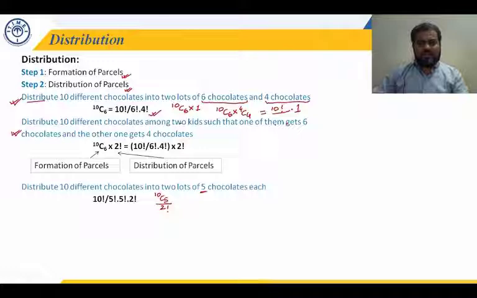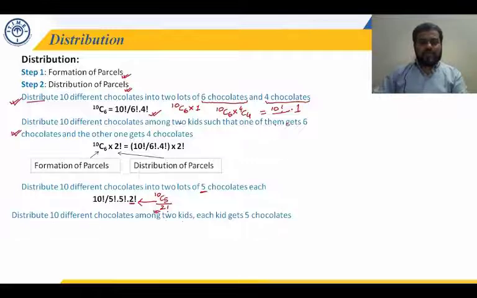Since we already formed the parcels and each of them has 5 chocolates, they will be considered identical because they both have the same number of chocolates. Fine. And remember, there is no name written on these parcels. These are not addressed parcels. These are just packets with no name written on them. So these 2 parcels will be identical, each having 5 chocolates. That is why you divide by 2 factorial also. When you expand this using the formula, you get 10 factorial by 5 factorial into 5 factorial. This 2 factorial is for identical lots.